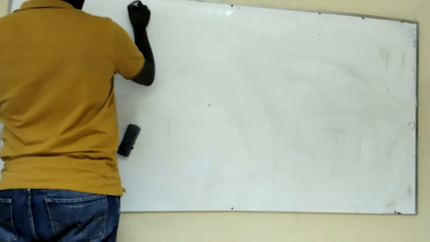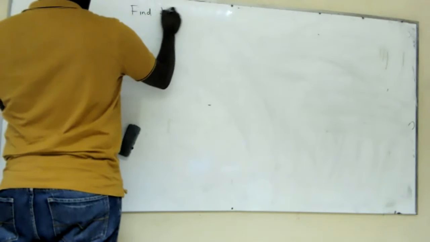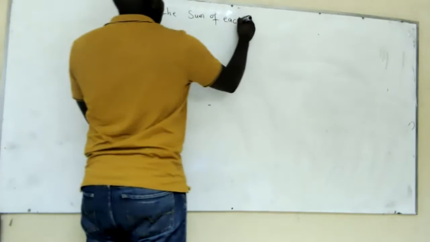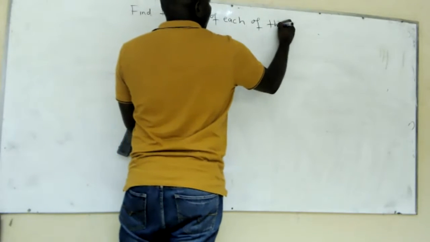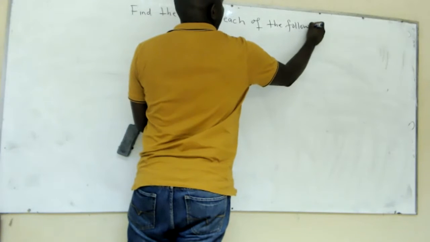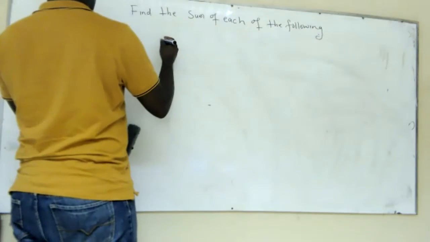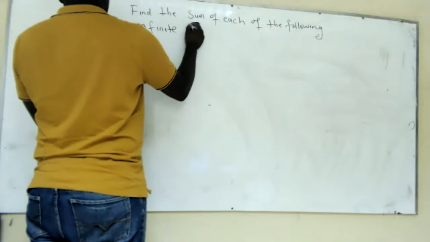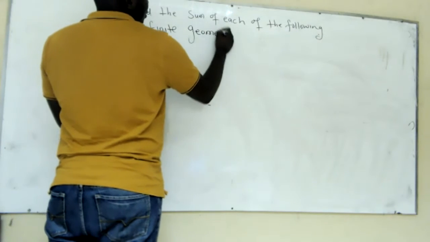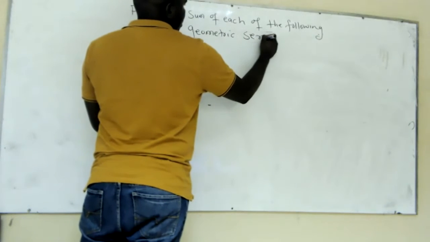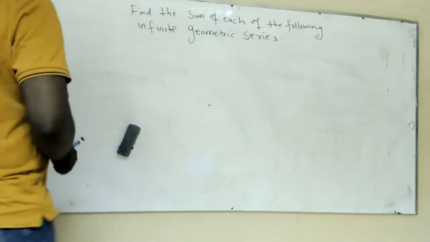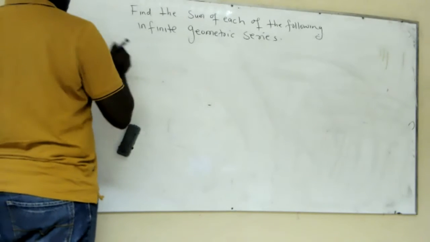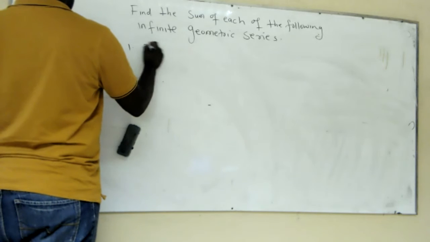Okay, this is the first question. It says, find the sum of each of the following infinite geometric series. Okay, this is the question. Now let's check what you are given. Let me start with this one for a series.